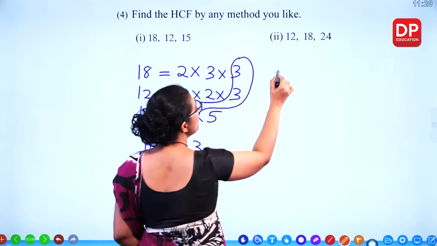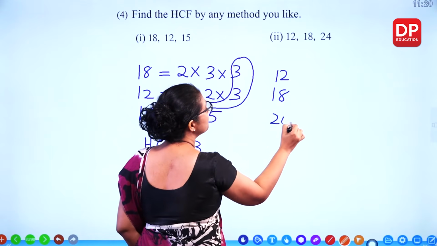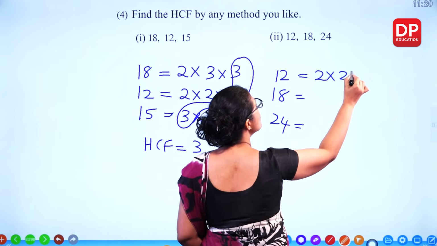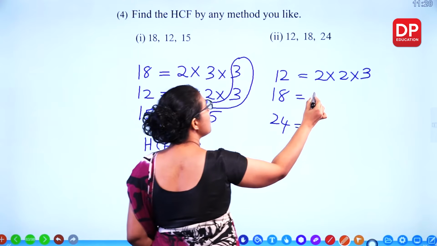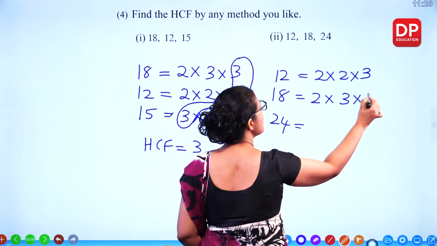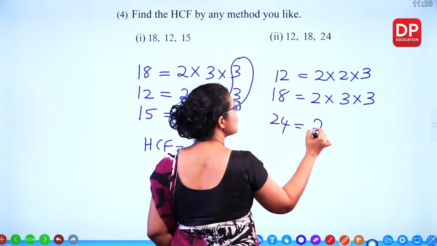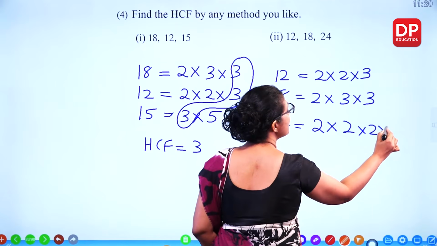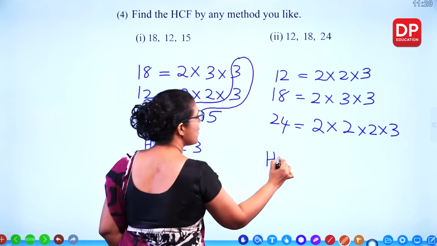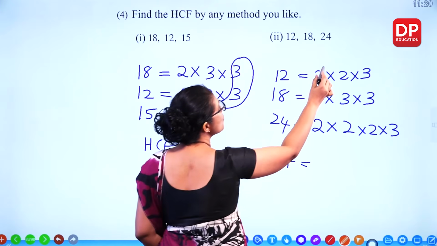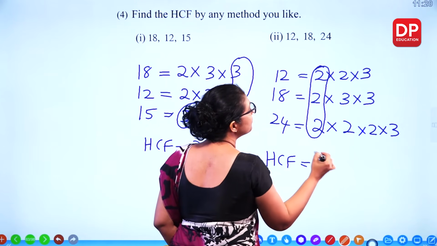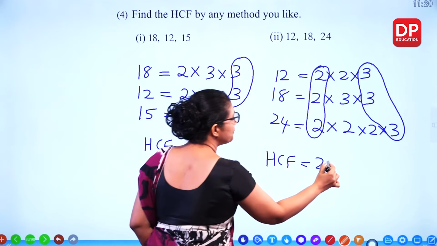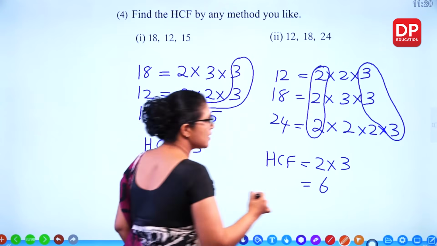12, 18, 24. 12 is 2 times 6. 6 is 2 times 3. 18 divided by 2, 9. 9 is 3 times 3. 24 divided by 2, 12. 12 divided by 2, 6. 6 you can write 2 and 3. So what's the highest common factor here? 2 is common. 3 is common. 2 times 3, that's 6.